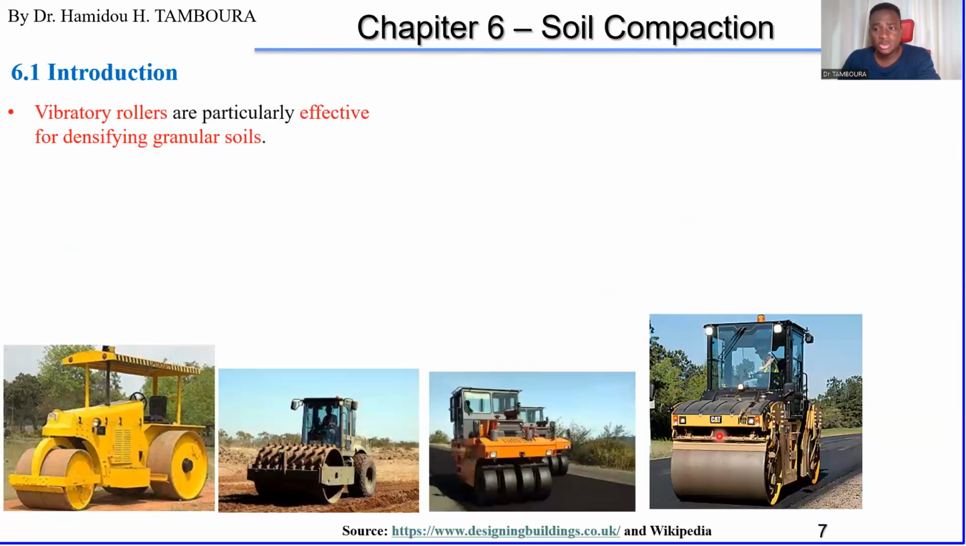For this last one, this specific vibratory roller is mainly used for densification of granular soil, for compaction of granular soil like sand or gravel. For clay, another type is used mainly. This one is very specific for granular soil.